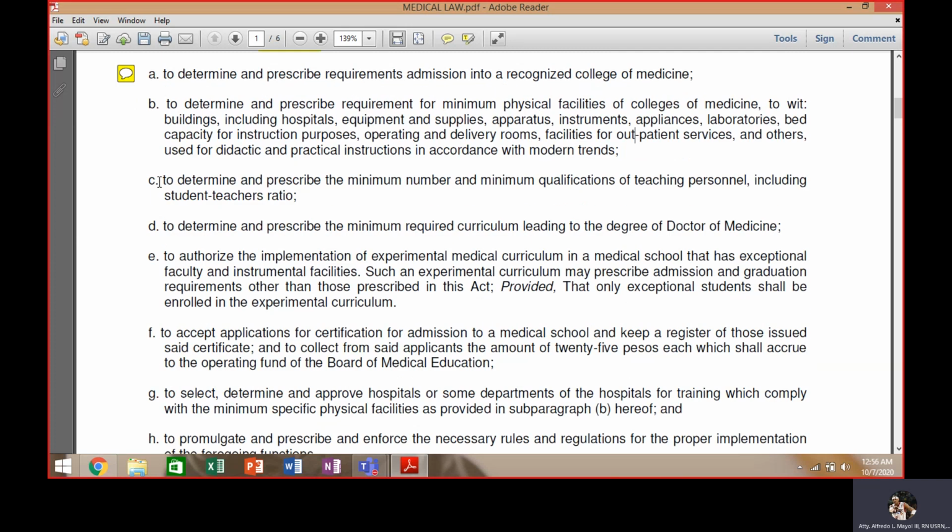Next function, C, to determine and prescribe the minimum number and minimum qualifications of teaching personnel, including student-teacher ratio. Okay, because it is important that the population of the students must be in proportion to the teachers, because for example, in a classroom, it cannot be that one teacher is to 1,000 students. That is impossible. There would be no learning in that setting.